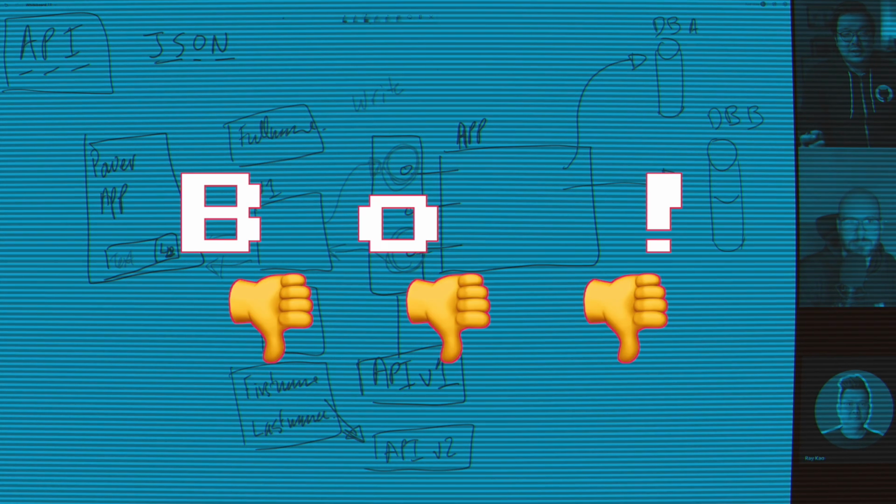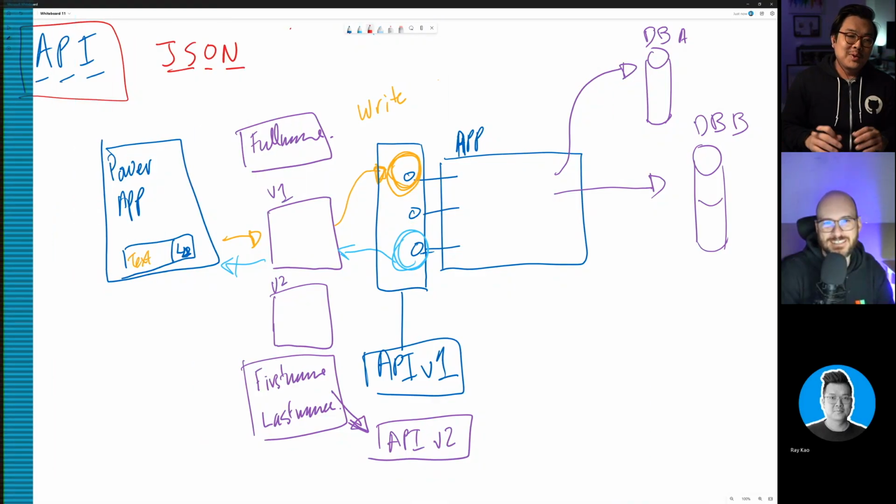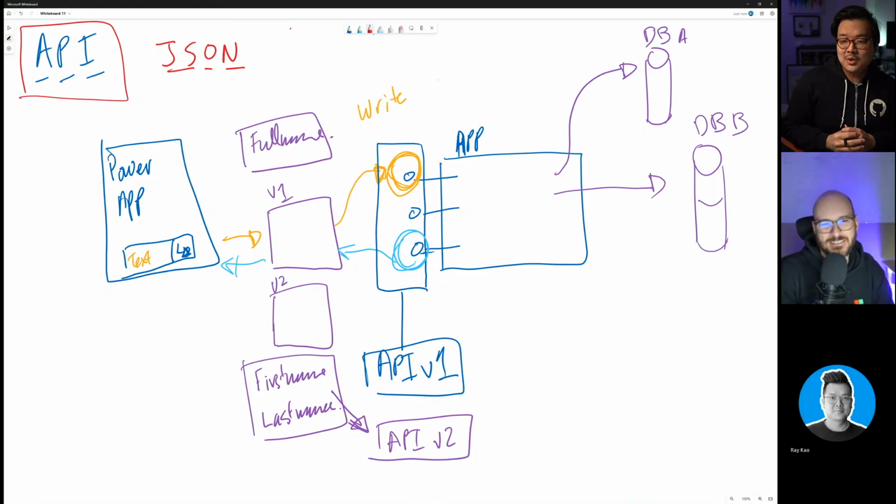Not JSON like Jason Voorhees. Everyone makes this joke, right? So nothing new there. That's an old joke, but that's what JSON is.